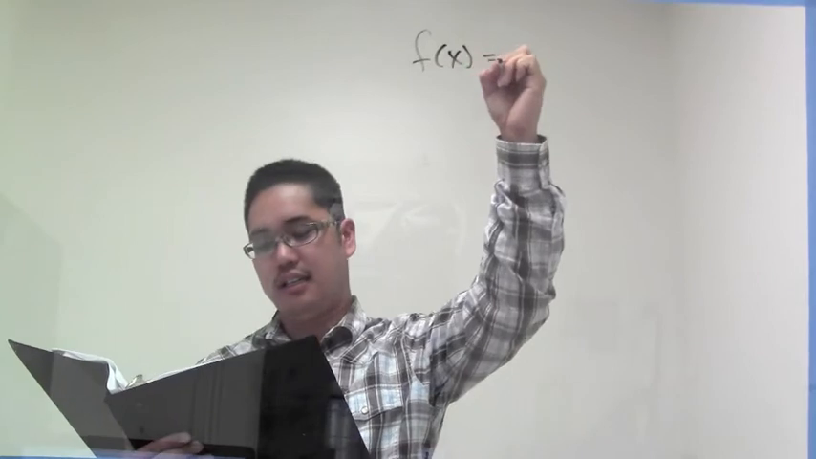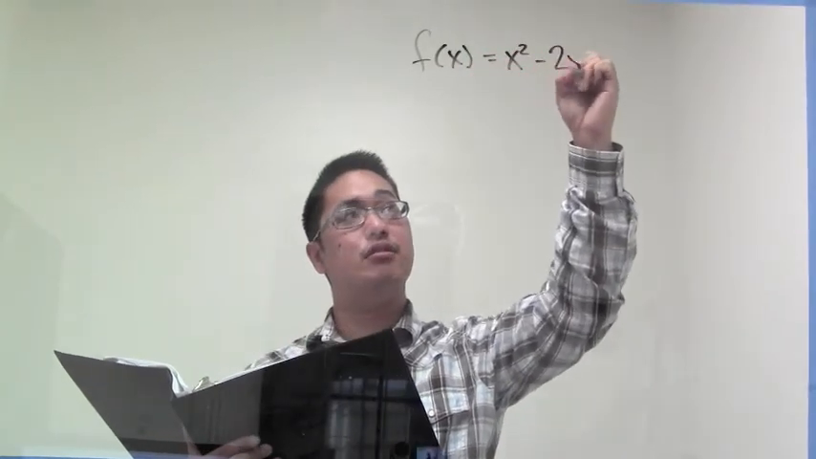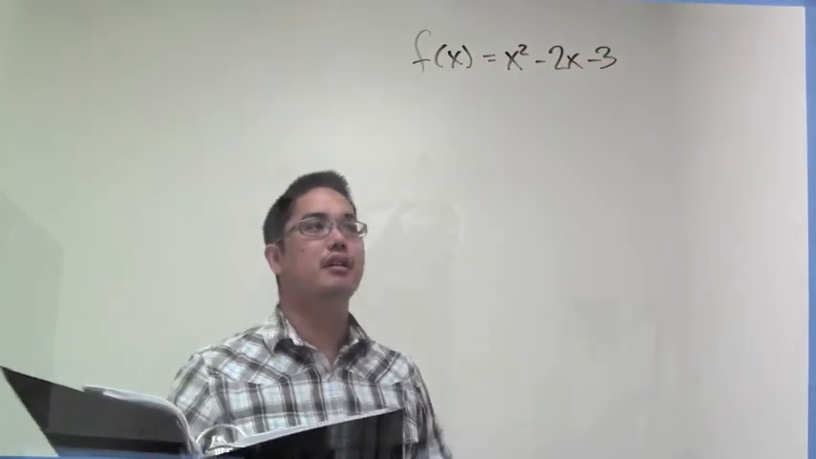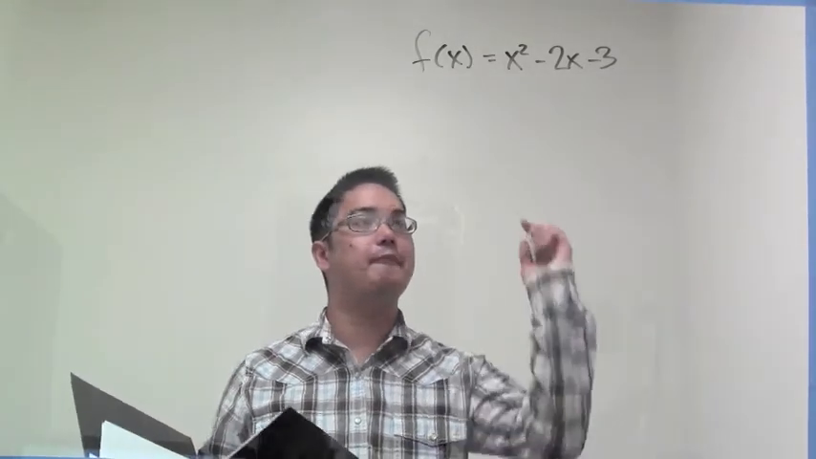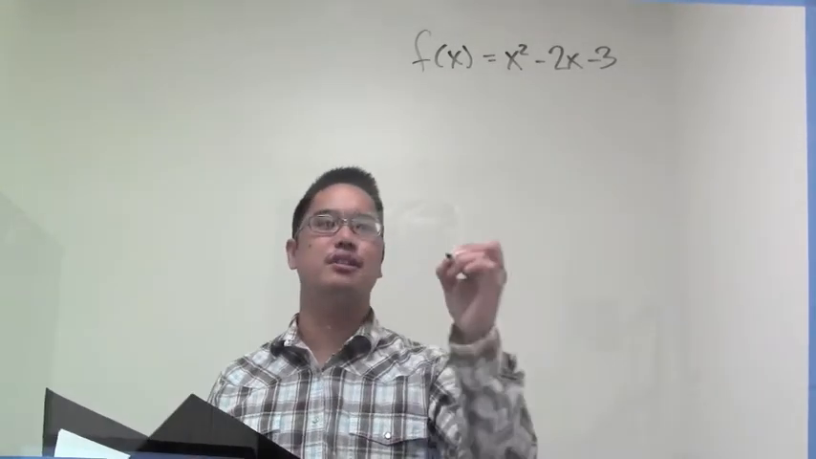So check this out. We want to sketch the graph of the quadratic function by first finding the zeros. Ooh, this is kind of fun. All right, we got f of x is equal to x squared minus 2x minus 3. All right, finding the zeros. What can I say about this function to begin with?